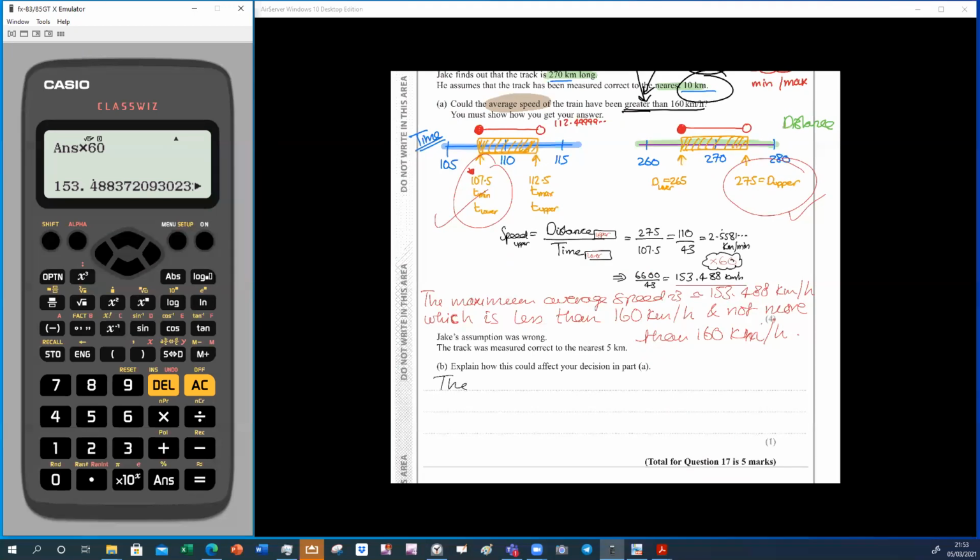The speed. I'm going to try something here at the moment. So the speed will be lower as there will be less distance.